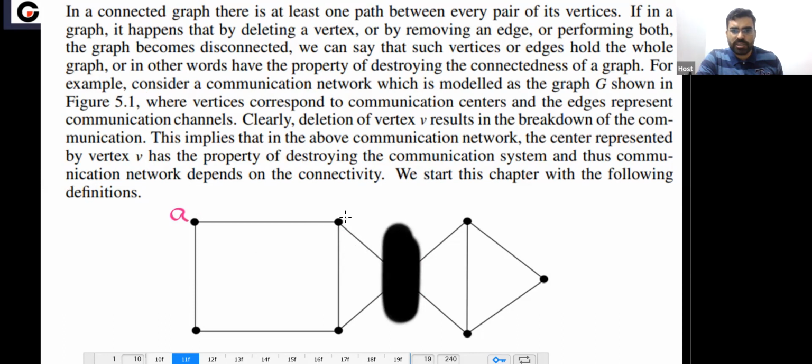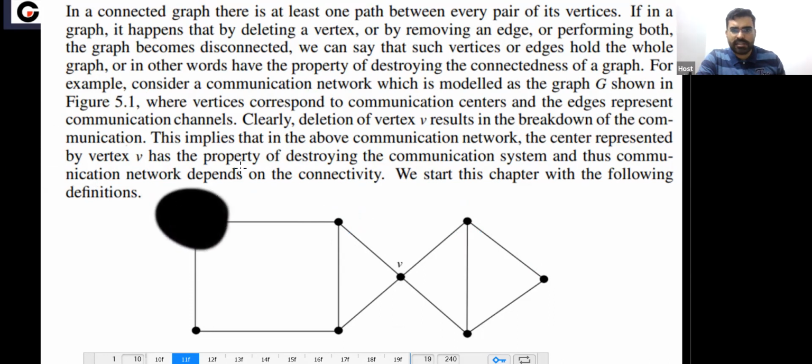then now there is no communication. This vertex cannot communicate with this vertex. But you can notice that if I remove this, still this vertex and this vertex can still communicate. So that is the idea. This vertex is very important. This vertex is basically your cut vertex, also known as an articulation point. This is the definition.